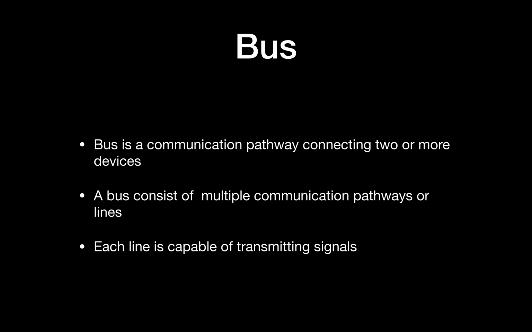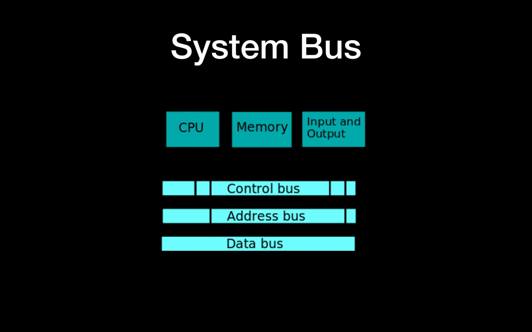The system bus. A bus is a communication pathway connecting two or more devices. A bus consists of multiple communication pathways or lines. Each line is capable of transmitting signals representing binary 1 and binary 0. A bus that connects main components of the computer like CPU, memory, and I/O devices is called the system bus.